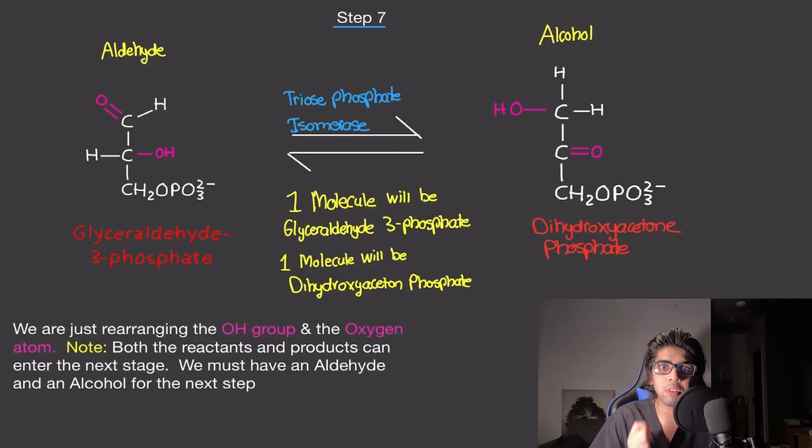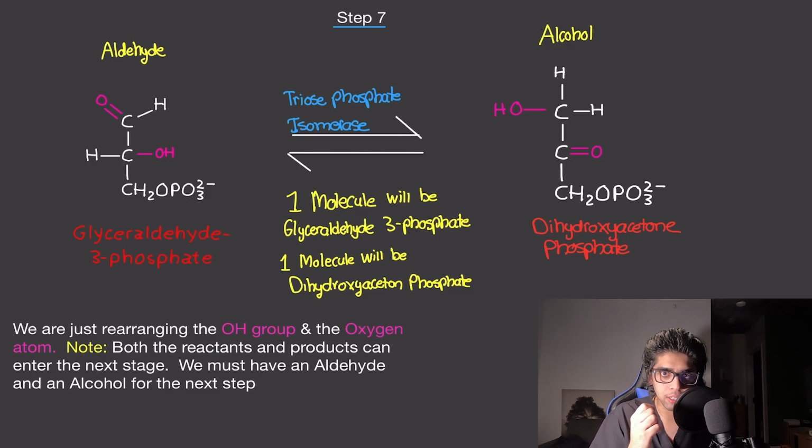Alright, welcome back. In this video, we're going to go over steps 7 and 8 in gluconeogenesis. So at the end of step 6, we got glyceraldehyde 3-phosphate. Now we're going to take that and do a little intermediate reaction. So we technically actually have 2 molecules of glyceraldehyde 3-phosphate.